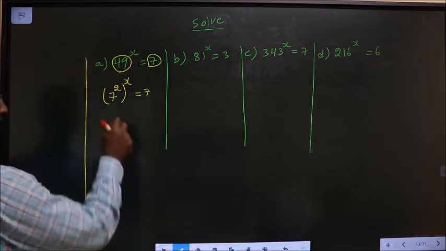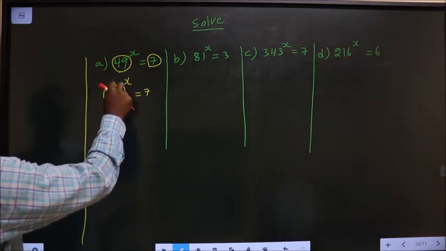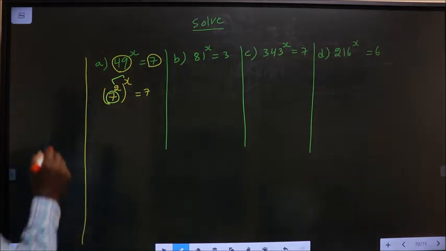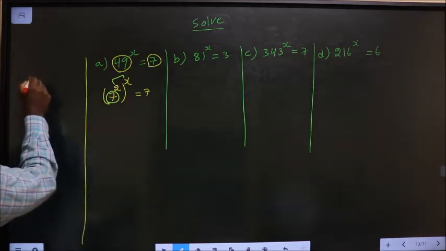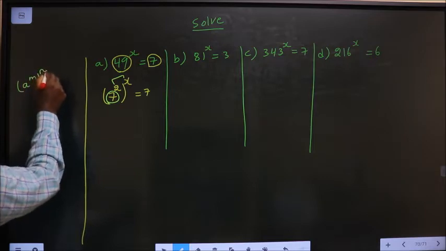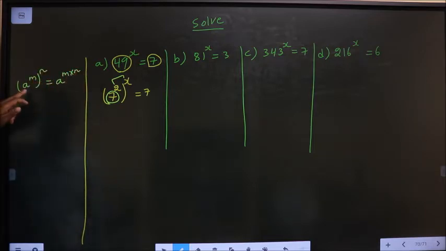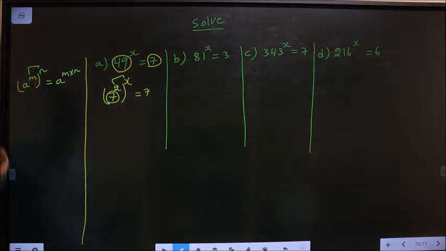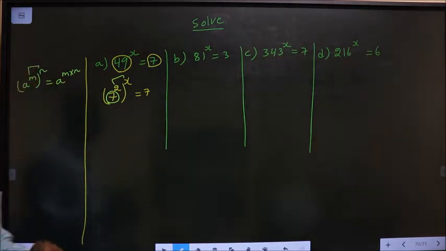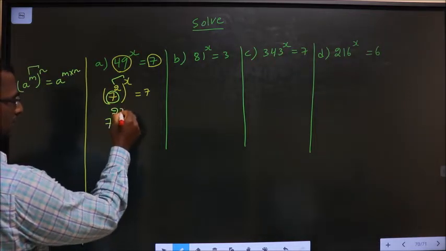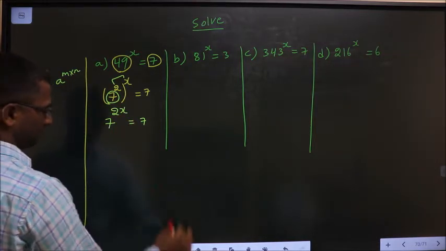Now you should observe that one base has got multiple powers. So the rule which you should apply is this one: a power m power n is nothing but a power m into n. One base has got multiple powers, so multiply the powers. So here you get 7 power 2 into x, which is 2x, equal to 7.